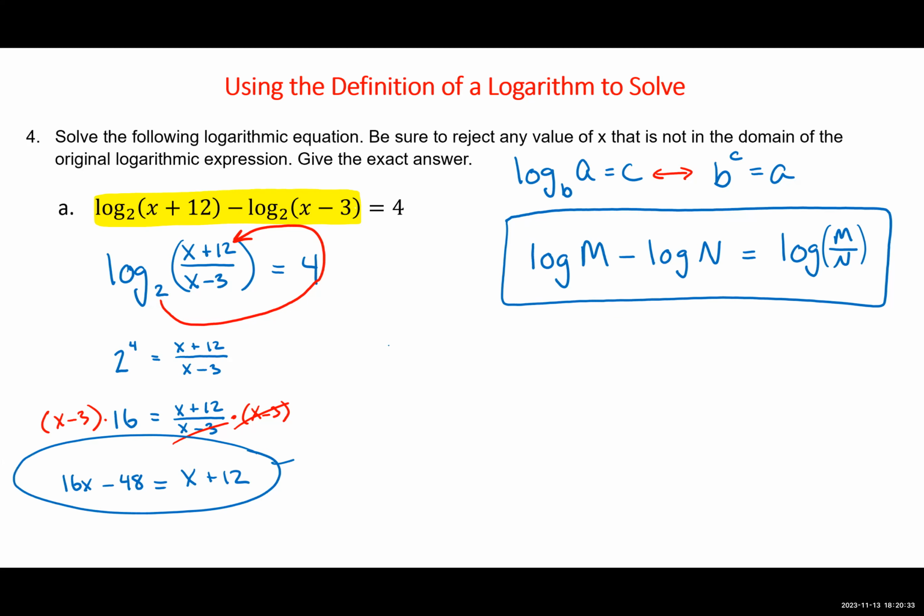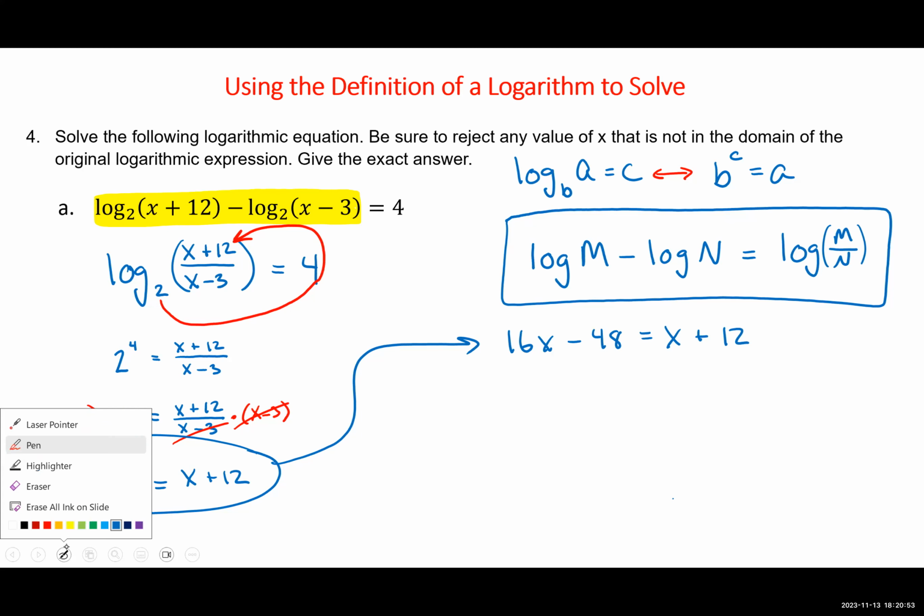Let's bring this over here, so I've got a little bit more room. 16x minus 48 is equal to x plus 12. It's no longer an exponential or logarithmic equation. It's a linear equation, and we've seen this plenty of times. Get all your x's to one side, get all your numbers to the other side.